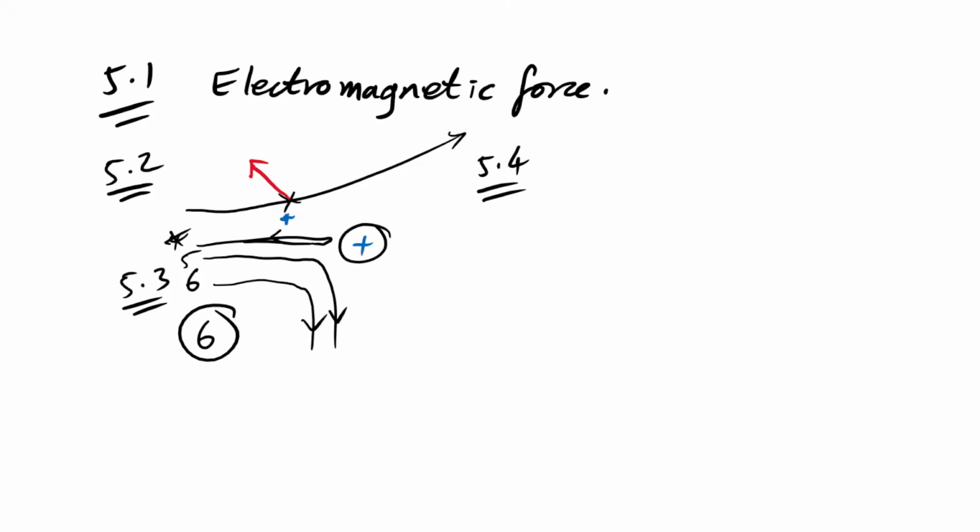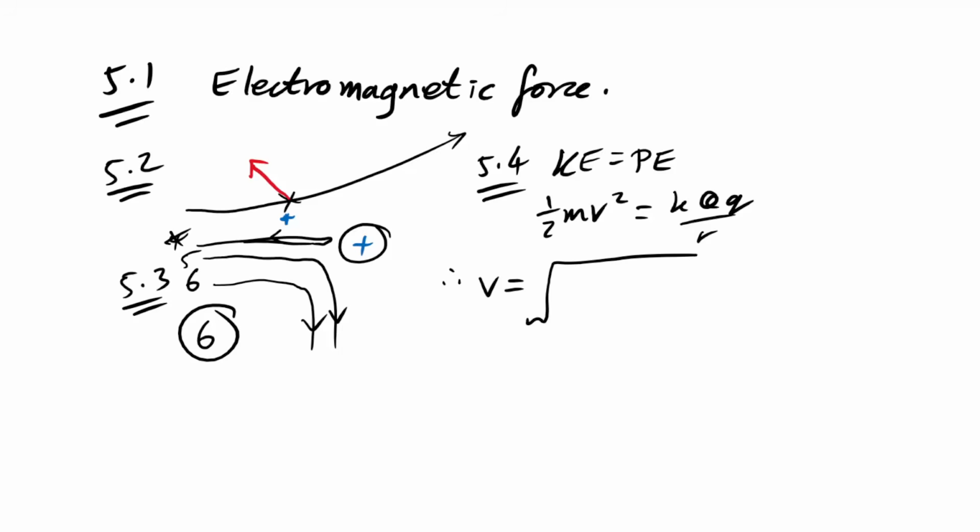5.4, we're looking at distance of closest approach. It comes to a standstill. Therefore, we can say that KE is equal to PE. Kinetic energy is equal to potential energy. So before we even do anything, let's write down half mv squared is equal to KQq over r. So we're being asked to calculate v effectively. K, of course, is 1 over 4 pi epsilon 0, but it is 9 times 10 to the 9. So rearranging this, we find that v is equal to the square root of 2KQq over mr.